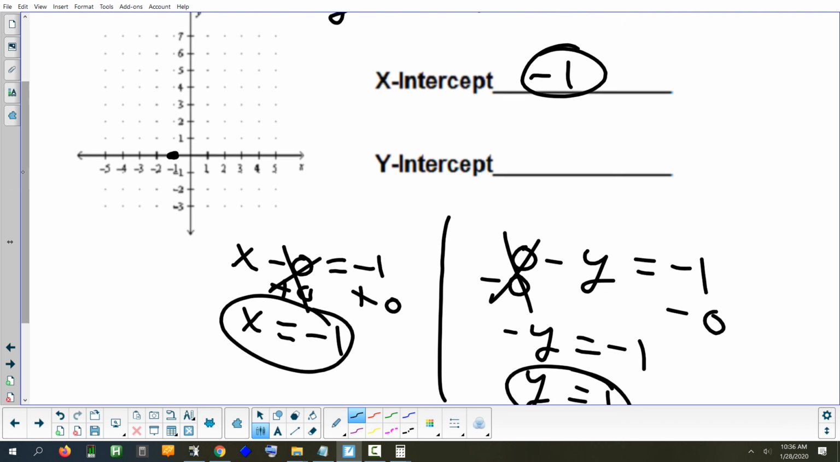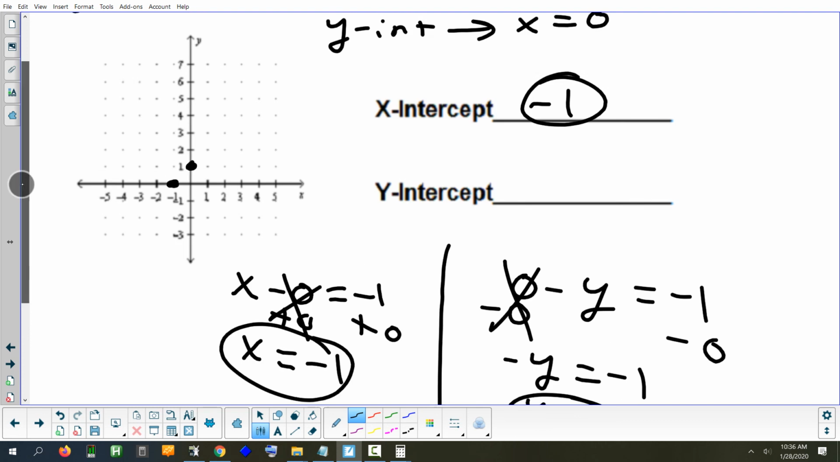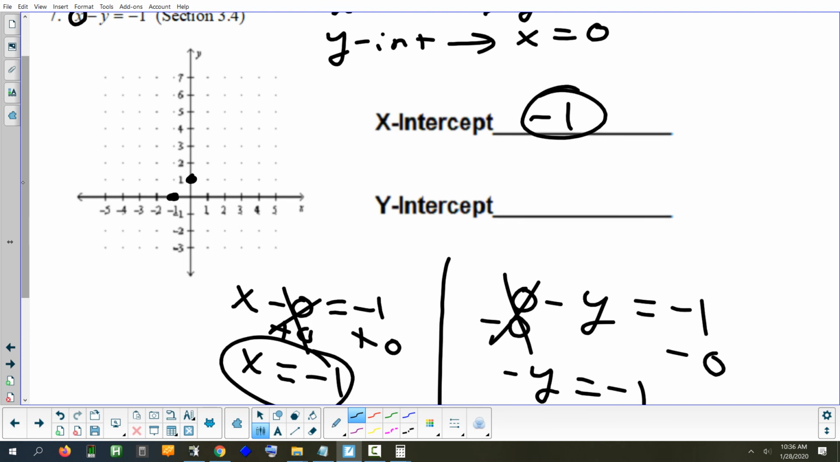That's on the y-axis. So positive is which way? Up. So there's your y-intercept. That's enough information to draw your line. Just go like this. All you have to do is find those 2 dots and then just put a line straight through them.